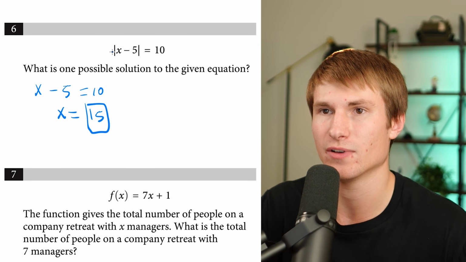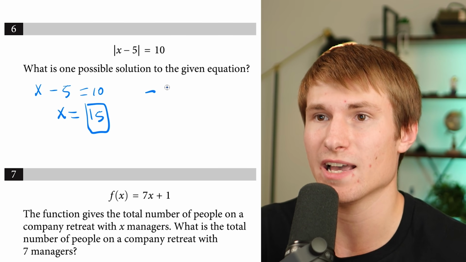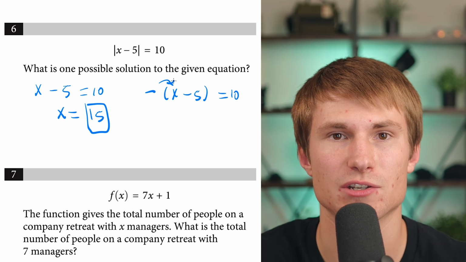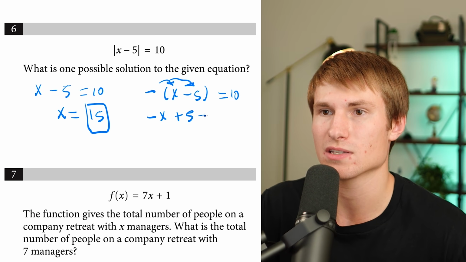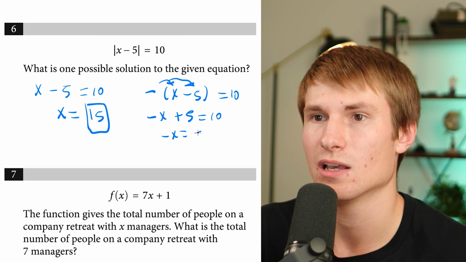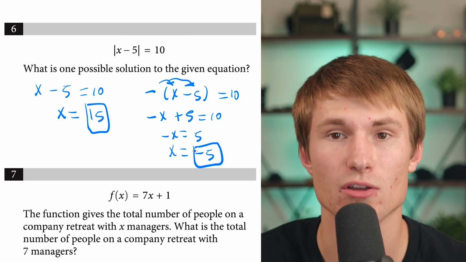When you have absolute value like you do here, your other answer would be negative (x minus 5) is equal to 10. From there, you distribute that negative sign to your x and also to your minus 5. That's going to end up giving you negative x plus 5 is equal to 10. You would subtract 5 from both sides, and you would get negative x is equal to 5. And then from there, you would get that x is equal to negative 5. So negative 5 could be the other answer to this question.